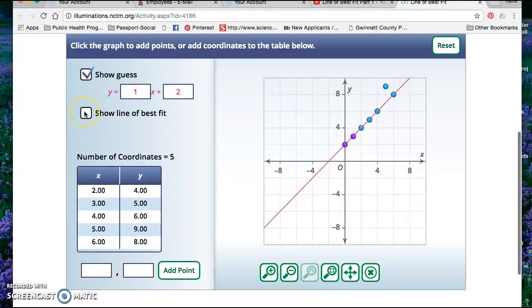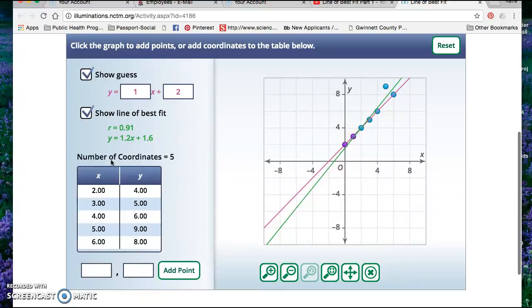But let's go ahead and see what the actual one is. Okay, so I was pretty close. Now look, the actual equation for the line of best fit for this example is y equals 1.2x plus 1.6.